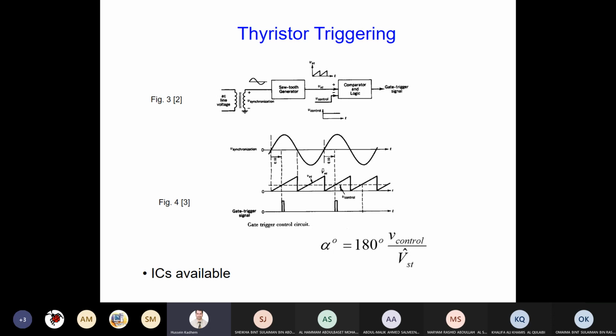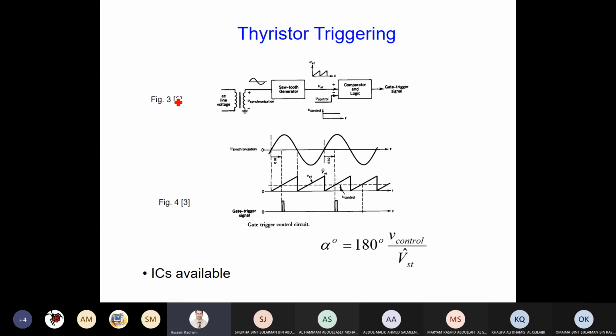Now, how do we create this firing angle, or delay angle, or triggering angle? How do we do triggering circuits? There are different circuits available. If you go back to Power Electronics: Circuits, Devices and Applications by Muhammad Rashid, you will also find the different ways of triggering. But here I pick one of them, easy to explain how we create the firing angle.